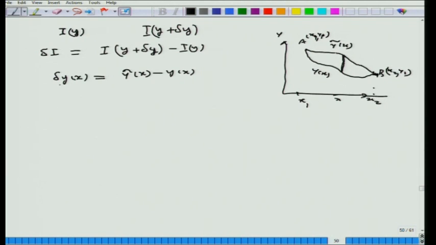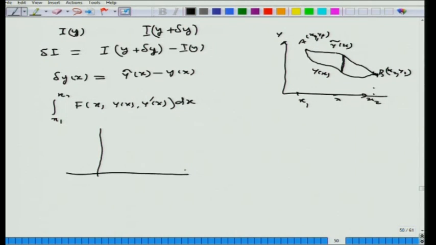Now, here we have seen that this delta y is there. We are saying that y tilde x is near to this, but in what sense is what is to be made precise here, because this functional from x 1 to x 2 has f of x, y x and y prime x. So, it involves y prime x also, as well as y x. So, what is the variation in y prime x is to be seen.